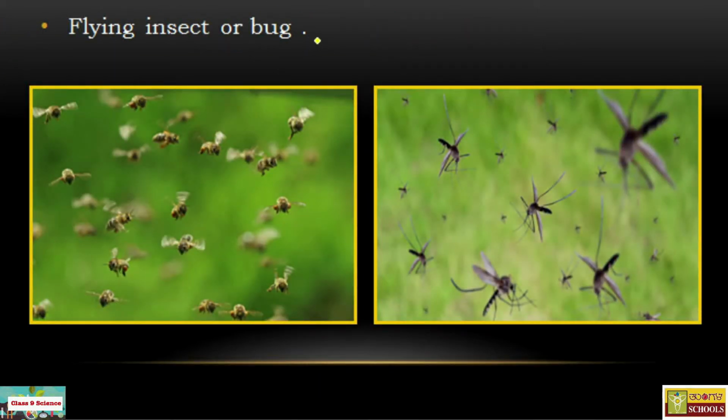Similarly, we have a flying insect or bug. Considering the motion of the bug or insect or any other type of insect, their motion is considered to be random motion. So this is the first picture and this is the second picture. By seeing these pictures, I hope you are getting the examples right.